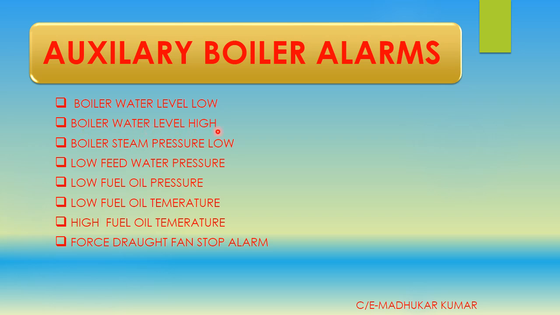Boiler water level high is also not desired, and when the water level is high it must give an alarm. Boiler steam pressure low is also not desirable. Once the pressure goes low, you must check why: is the combustion not proper, why is steam formation not there. Low feed water pressure is also a part of the feed water system, and you may have to change over to pump 1 or pump 2, so the alarm must be there.